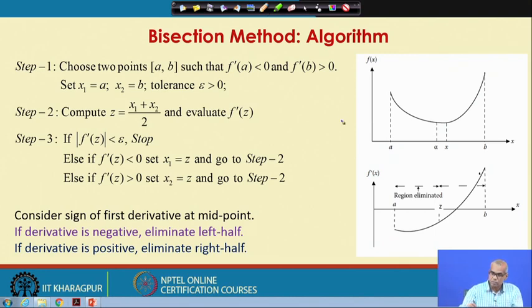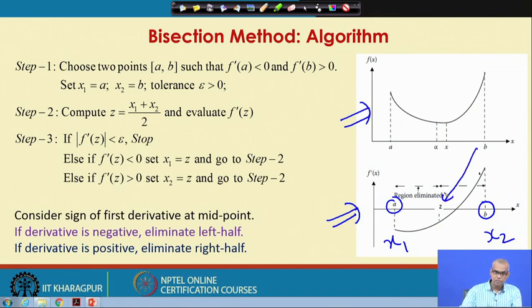So, this is the function and this is the first derivative of the function. So, the minimum is bracketed between point A and point B. So, I set x 1 equal to A, x 2 equal to B. I obtain the midpoint z as x 1 plus x 2 by 2.